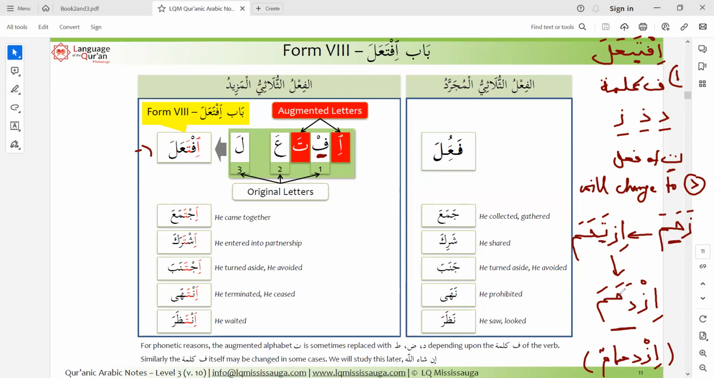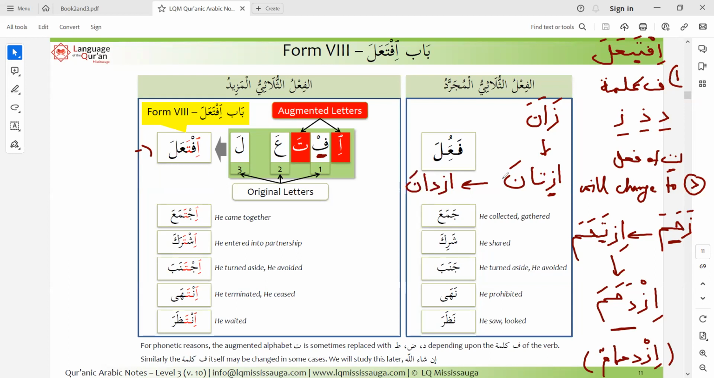Okay, let's take one more example. Zana is the original. It means to decorate. Okay. So if we put it in this form, what we get is iztana. Correct? Iztana. Alif, fa, ta, ain, and lam kalima. Iztana. Now, since fa kalima is dal, zal, or zai, the ta of fail will change to dal: izdana.